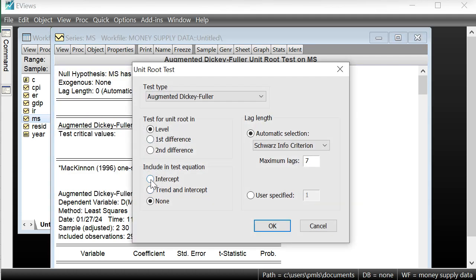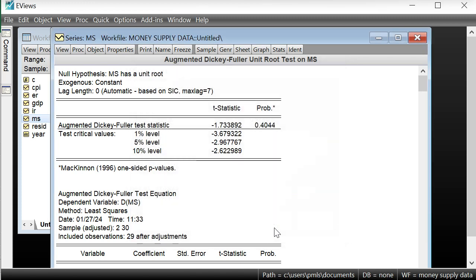Now check it at intercept level: put it at level and change to intercept. If you see 1.7, again we are unable to reject. The rule is if calculated is greater than critical, then we reject, and it means stationary. So here it is non-stationary.